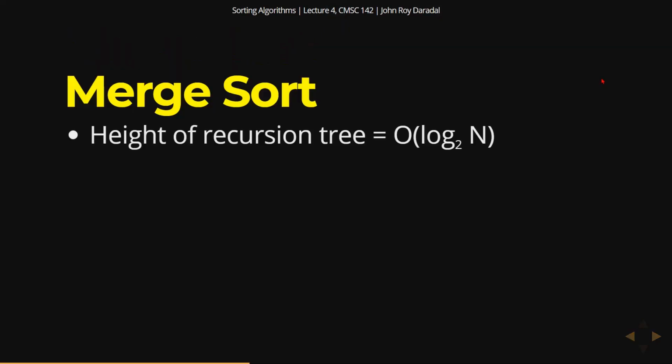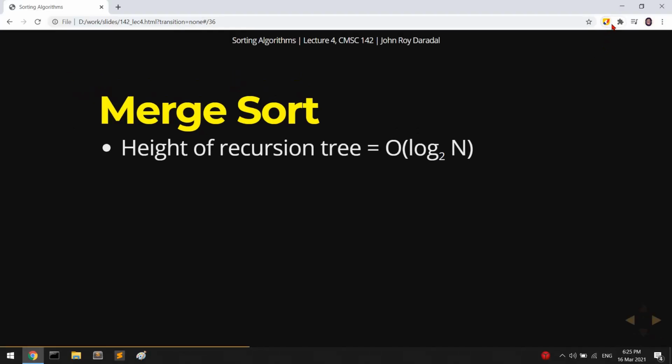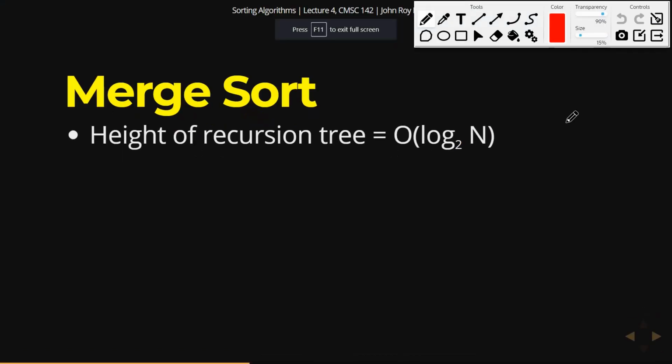Now, for the analysis, the height of the recursion tree is log of n base 2 because you're dividing it by 2 every step of the way. So let's say, for example, earlier in our example, n was equal to 8, right? So if there are 8 here, we'll divide it into 4 and 4. Then 4 becomes 2 and 2.